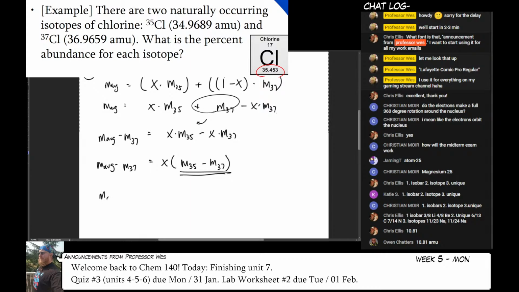So that would become that. So if I solve that equation, I will figure out what the percentage of x is. Average mass minus the mass of chlorine-37 divided by the mass of chlorine-35 minus the mass of chlorine-37. So let's do that. So the average mass, according to the periodic table, which I've circled on the PowerPoint slide above, is 35.453 AMU.